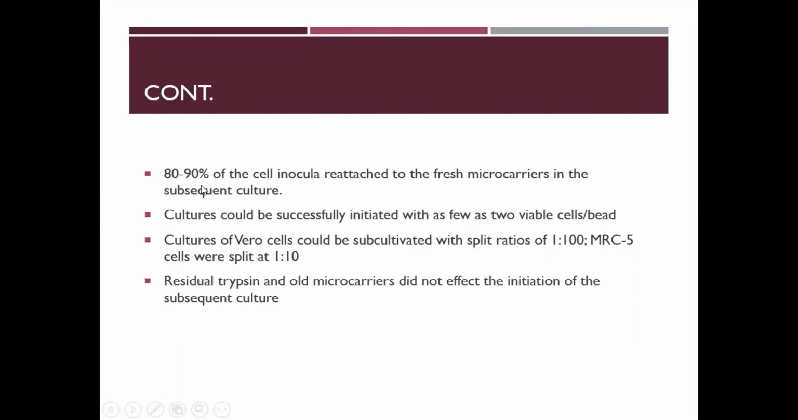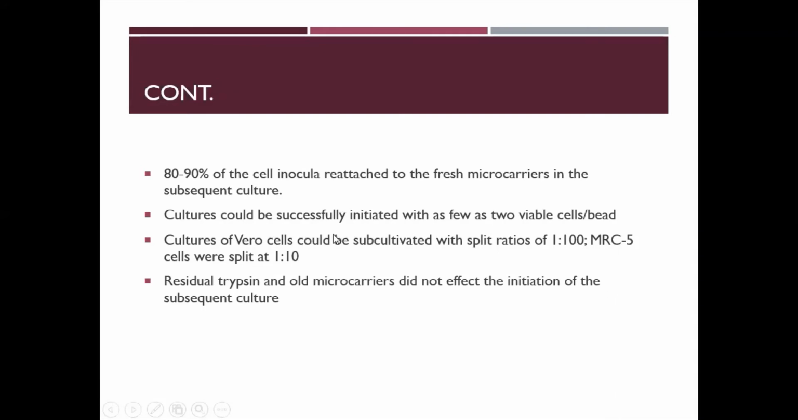So around 80 to 90% of the cell inocula reattach to the fresh microcarriers in the substitution culture. It means you have done the trypsinization, washed with the media, washed with the PBS, and after that you're going for the subculturing. That is, you're adding to the new batch of microcarriers. So around 90% of the cells will again get easily attached.